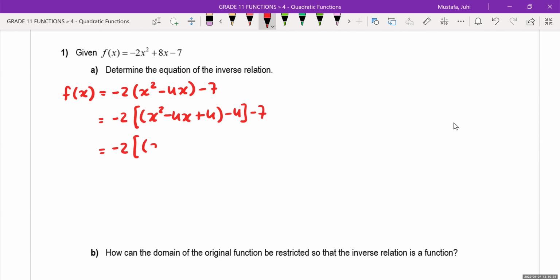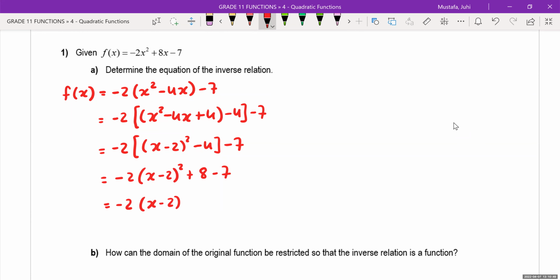I'm going to factor that, and I'm going to get (x minus 2) squared minus 4, minus 7. I'm going to distribute that, so it's going to be negative 2(x minus 2) squared plus 8 minus 7. And then my final answer is going to be f of x, or y, is equal to negative 2(x minus 2) squared plus 1. I'll pause here just so you guys can catch up.